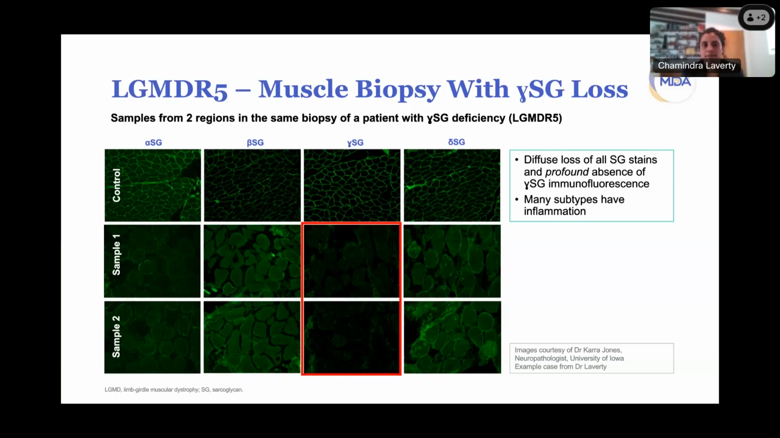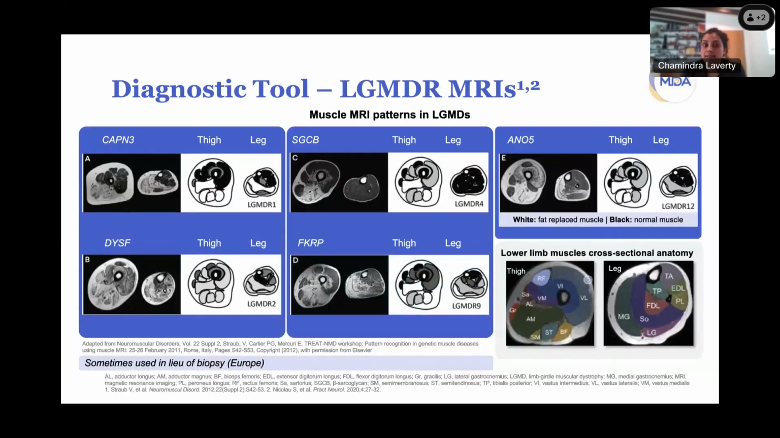There's yet another diagnostic tool that we often don't use in the United States, partly because it's hard to get it authorized, but is often used in Europe. And that's MRIs of the thigh and lower leg. I have a little cheat sheet here where you can see this is an MRI of the thigh, highlighting the different parts of your muscles on a thigh cross section, and this is the leg cross section.